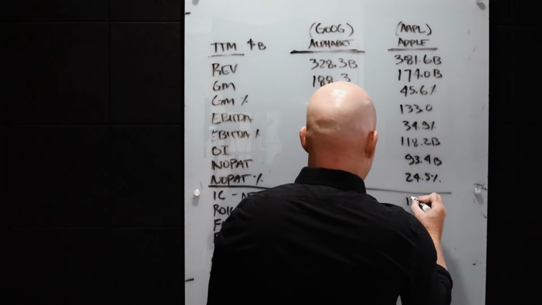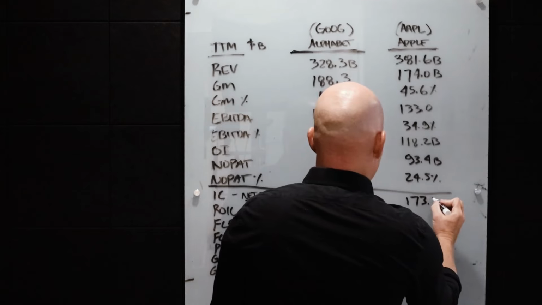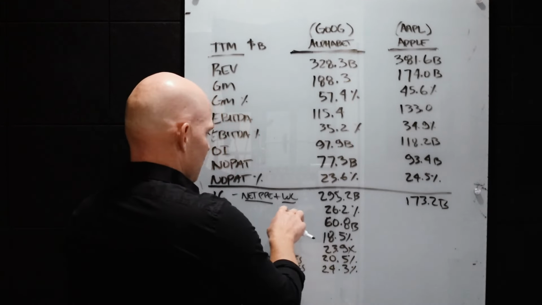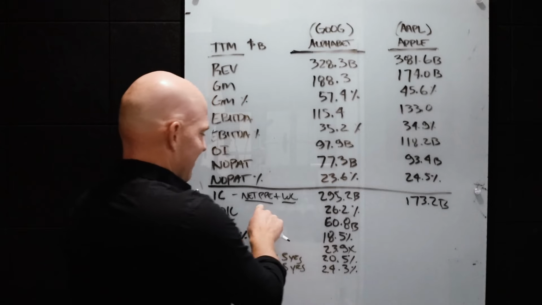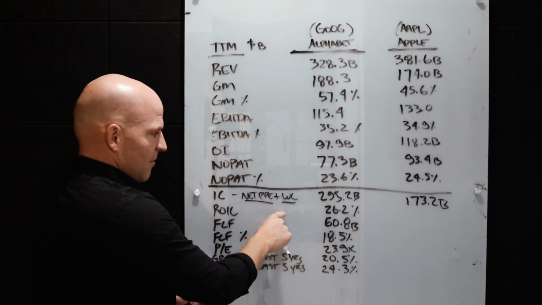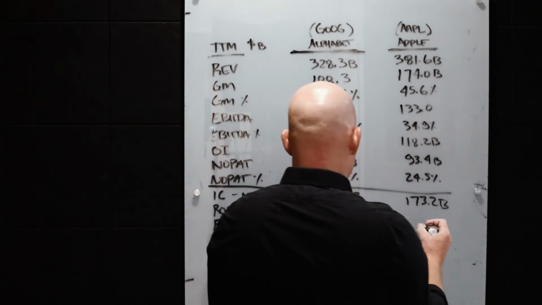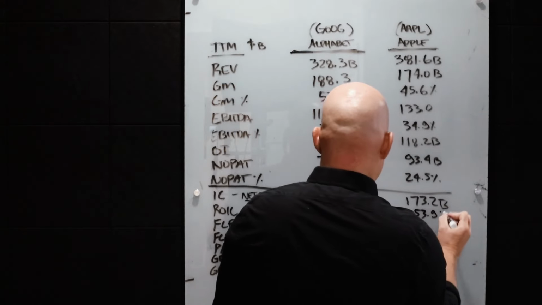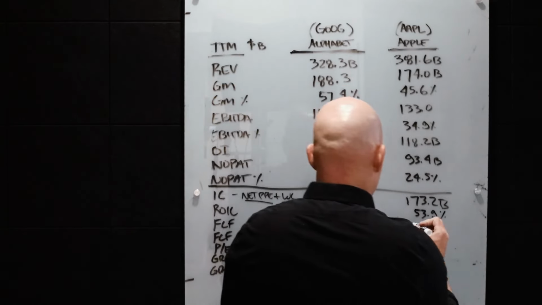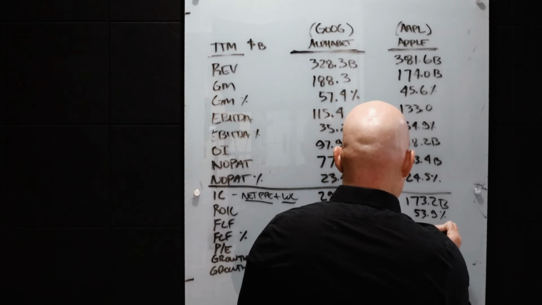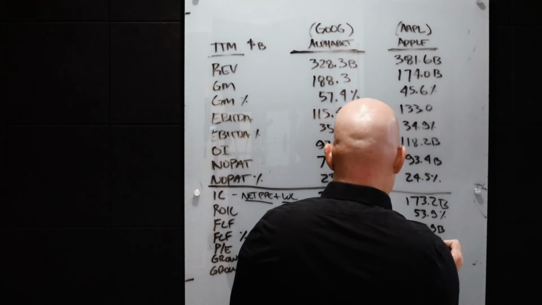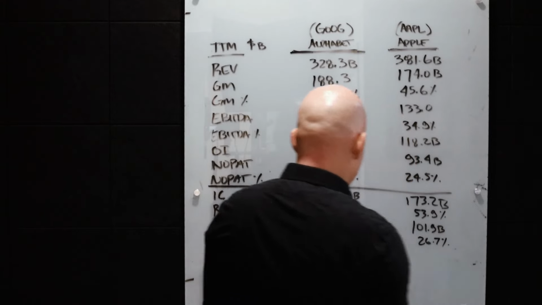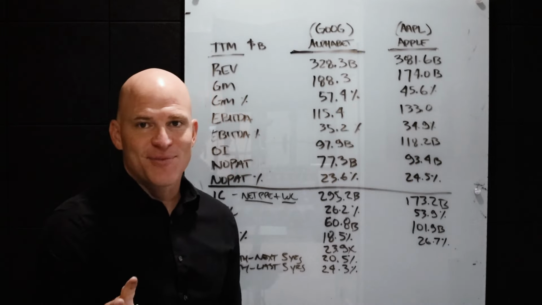Going down the line, stick with me here. The good stuff is right around the corner. $173.2 billion in invested capital. That's how much money Apple has tied up in its net property, plant, and equipment, plus its working capital. Its return on invested capital is 53.9%. Free cash flow, they're able to generate $101.9 billion, which is 26.7% of their revenue.